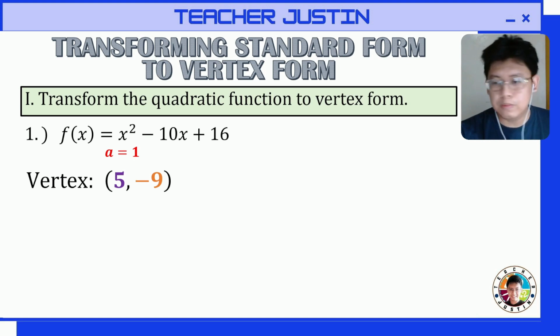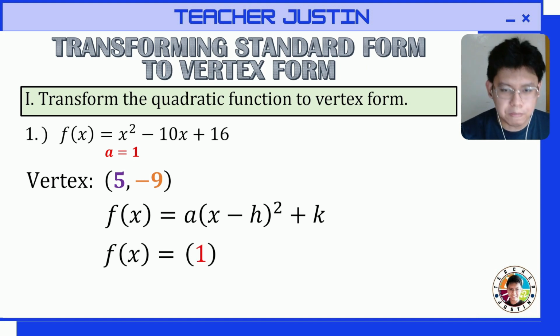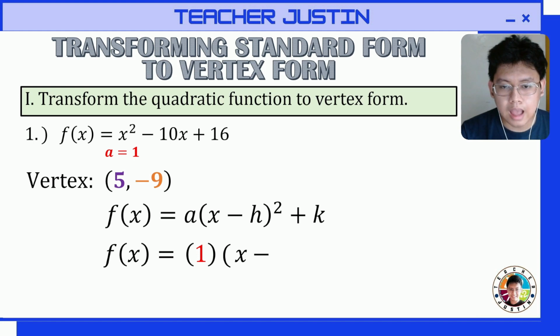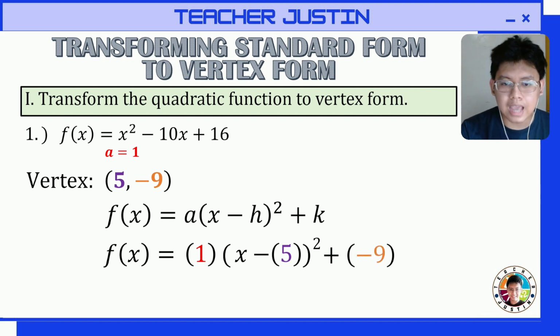Okay, so now that we have our vertex and value of a, we can convert it to our vertex form. So, ang vertex form natin, we will just replace the value of a, h, and k by their corresponding value. So, palitan natin, f of x is equal to 1, tapos parenthesis, x minus, tapos 5, close parenthesis, squared symbol, plus our k which is negative 9.